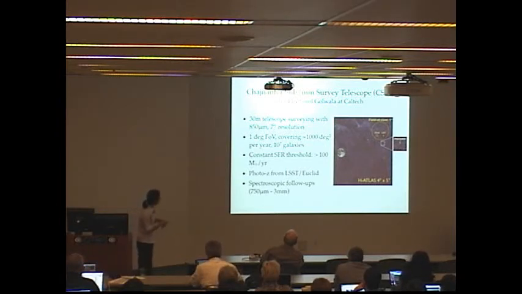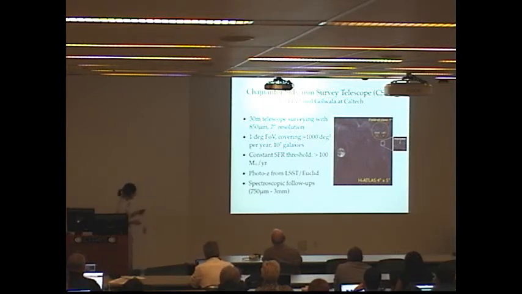So the idea is a 30-meter telescope with 350 micron as a survey band with 7 arcsecond resolution, and a really large field of view. You can see the comparison between IRAM and LMT. It's covering 1,000 square degrees per year, roughly 10 to the 7 galaxies. And because of the negative K-correction I mentioned earlier, we can have a star formation threshold that's almost constant, meaning that we are going to observe all galaxies with star formation rate greater than 100 solar masses per year.